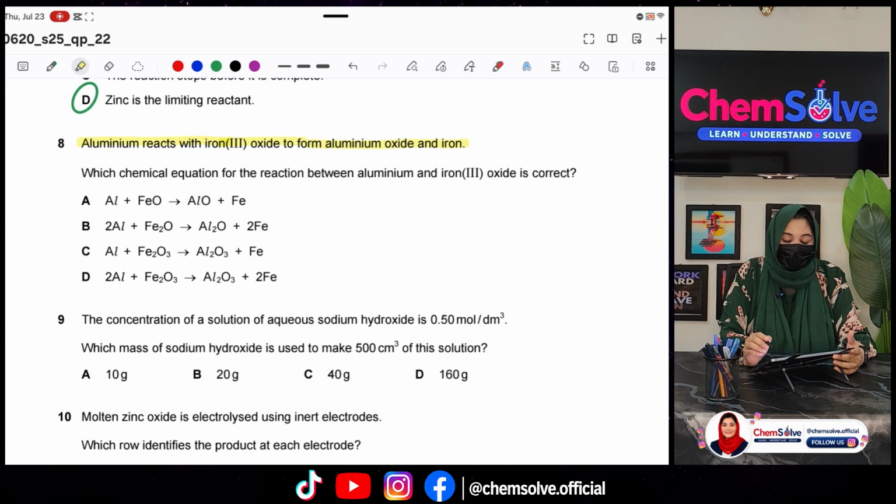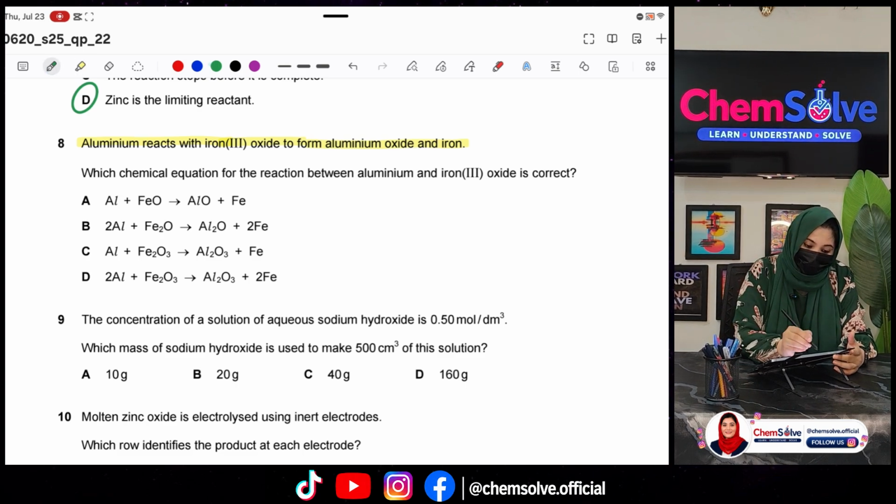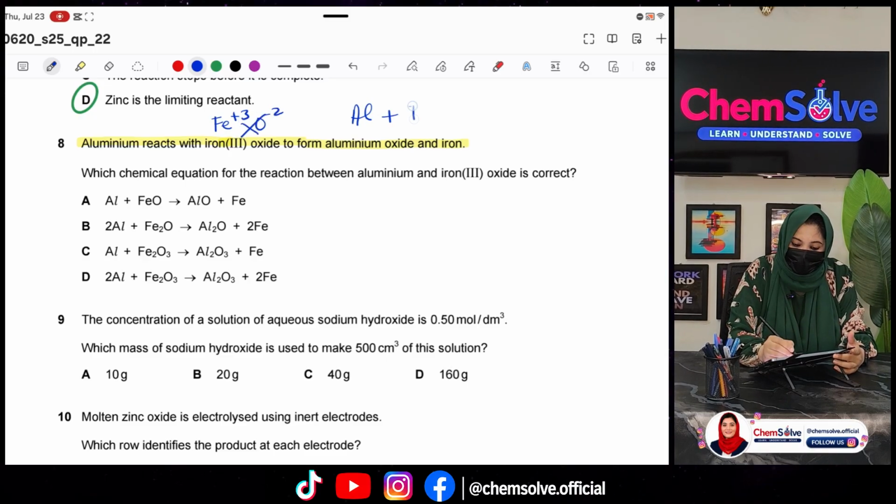First of all, we have to write our own equation for this reaction. So what happens? Let me write. Aluminium is reacting with iron(III) oxide. Iron has a positive 3 charge and oxygen has minus 2, so it will form Fe2O3. And what does it form? Aluminium and iron. It is forming aluminium oxide.